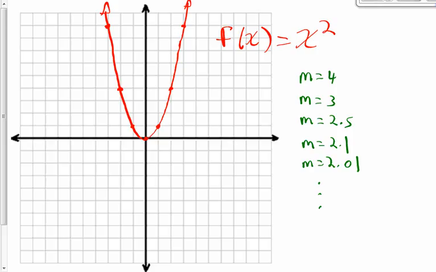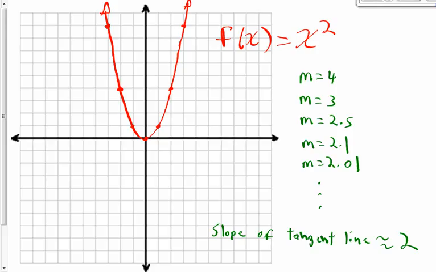So an estimate for the slope of a tangent line would be the slope of the tangent line. I would expect it to be approximately 2. Let's actually try to find that using a limit, okay?